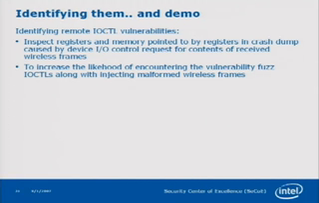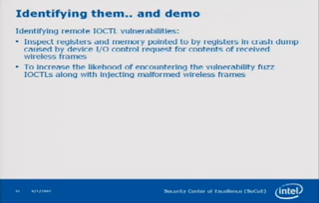So how to identify them? First of all, to identify the IO control vulnerabilities that are remote, we need to inspect registers and memory pointed to by these registers in the crash dump caused by the device IO control request for contents of received wireless frames. How to do it automatically? I don't know. I haven't managed to implement it yet. So I do it only manually.